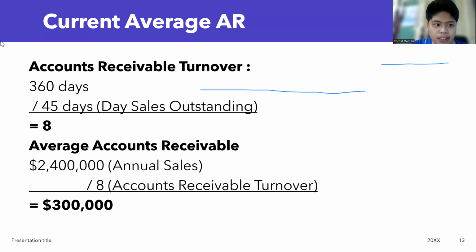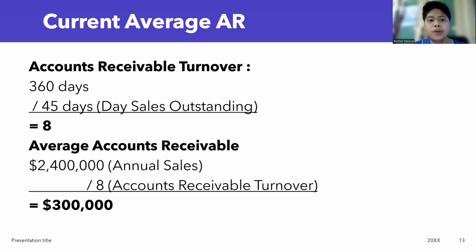So ang gagawin natin is yung 360 days, i-divide natin siya by 45 days, which is what we presume is the day sales outstanding. So the answer there is our AR turnover, or the accounts receivable turnover, is 8. Kasi it's 360 days divided by the day sales outstanding. So our AR turnover is 8.